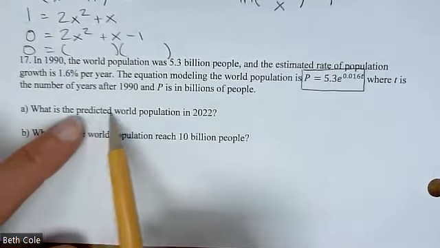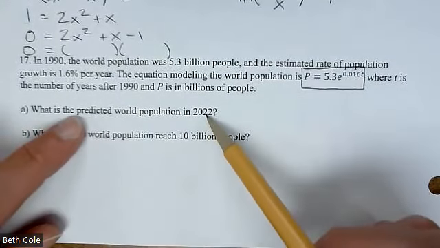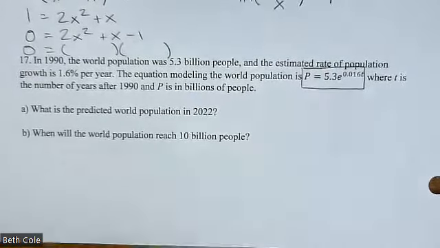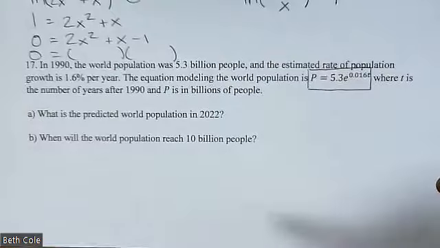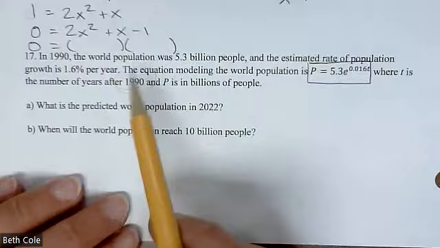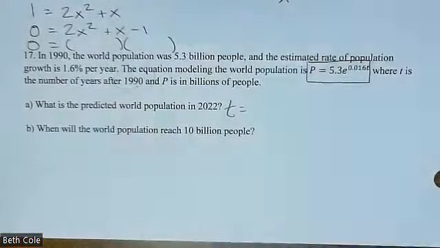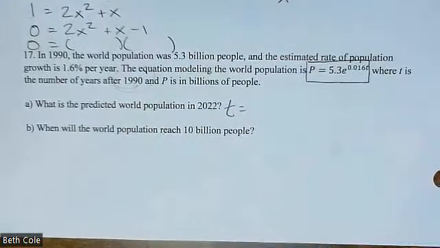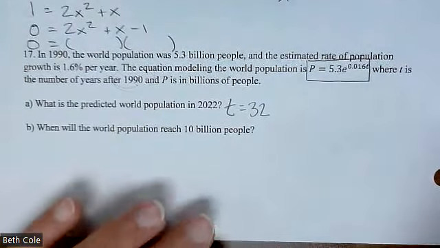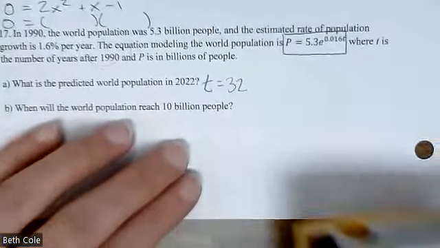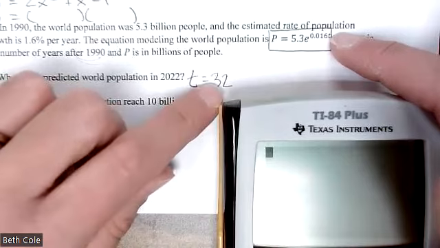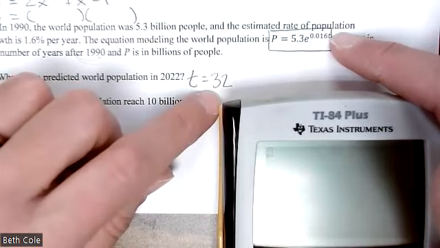Here we go. What is the predicted world population in 2022? Do not plug in 2022, because we started in 1990, so you have to subtract those. What time is it? Like, what are we actually going to plug in if you subtract those? 32 years. Okay. So all you're going to do is pull out your calculator and type this equation, but in place of T, you're going to put 32.